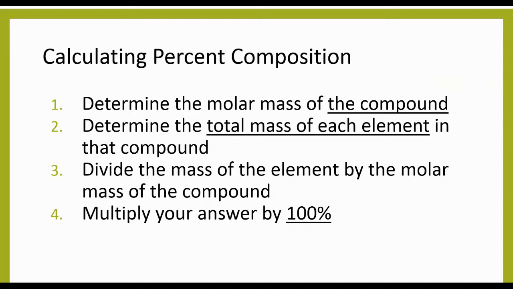So when we are calculating percent composition, the first thing that we usually want to do is define the molar mass of the compound. We're then going to determine the mass of each element in that compound. So if, for example, you have 2 carbon atoms, you're going to take 2 times the mass of carbon. If you have 1 hydrogen, it's just the mass of hydrogen. Then you're going to divide the mass of the element by the molar mass of the compound. And then finally, multiply your answer by 100%.